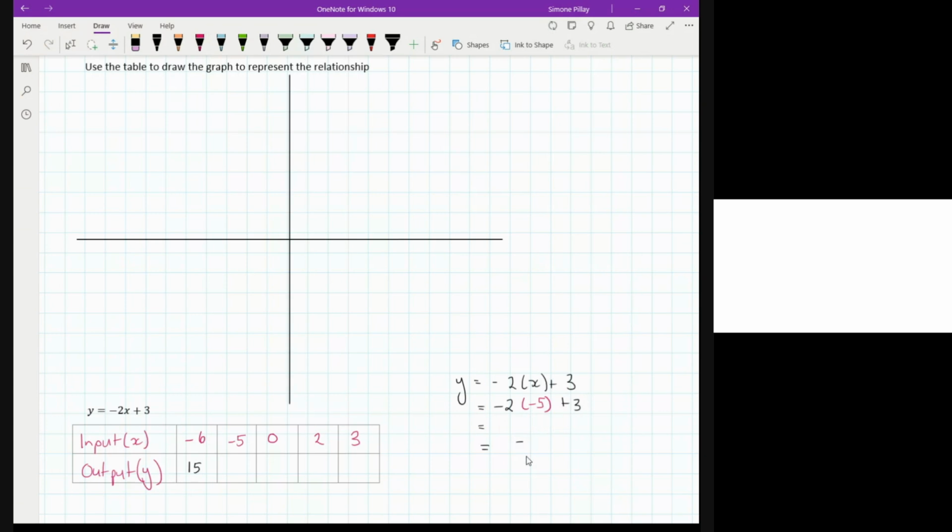And so we now have our first input. What do we get when we sub in -5? It's a negative times a negative. Let's check, Brie, ma'am, which gives us a positive 10 plus 3. Beautiful, Brie. It gives us 13.